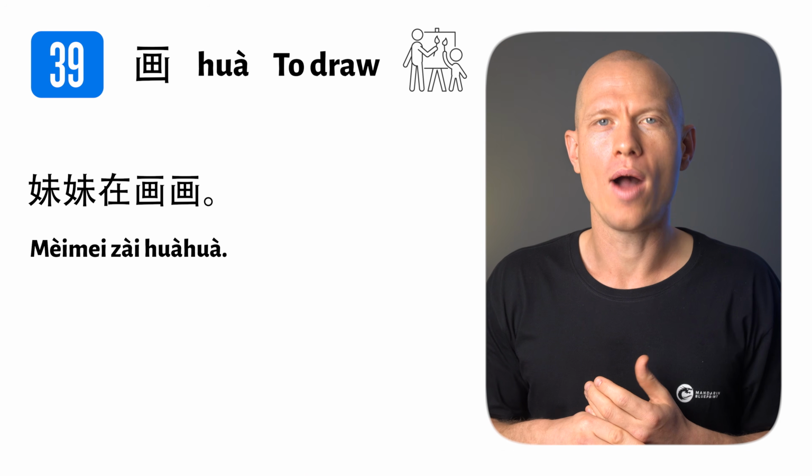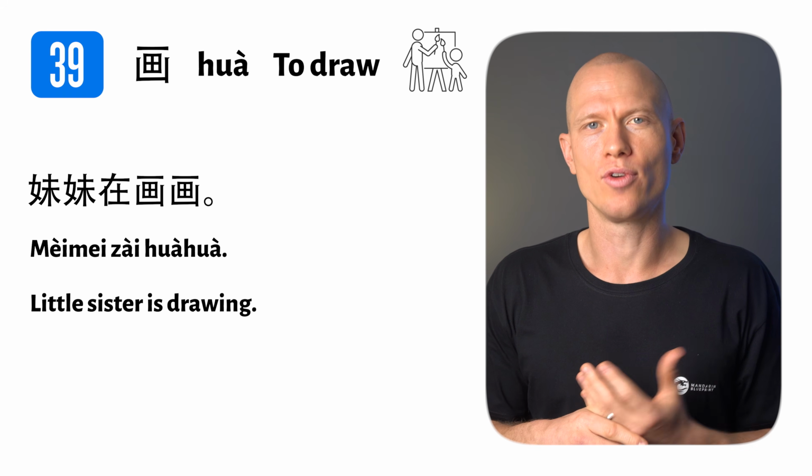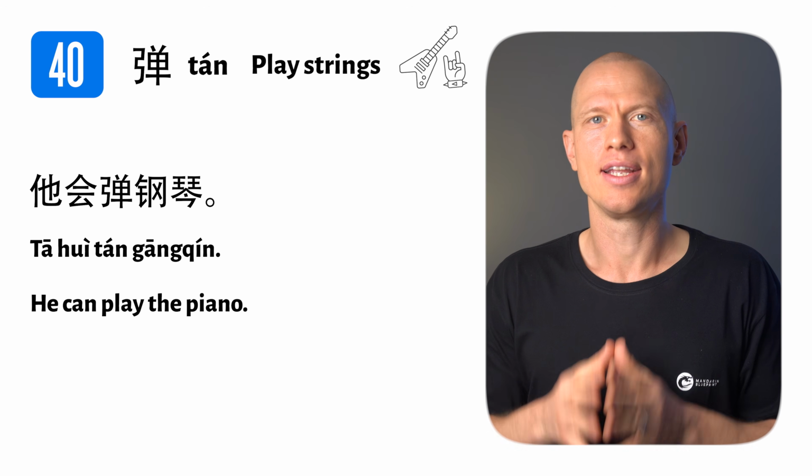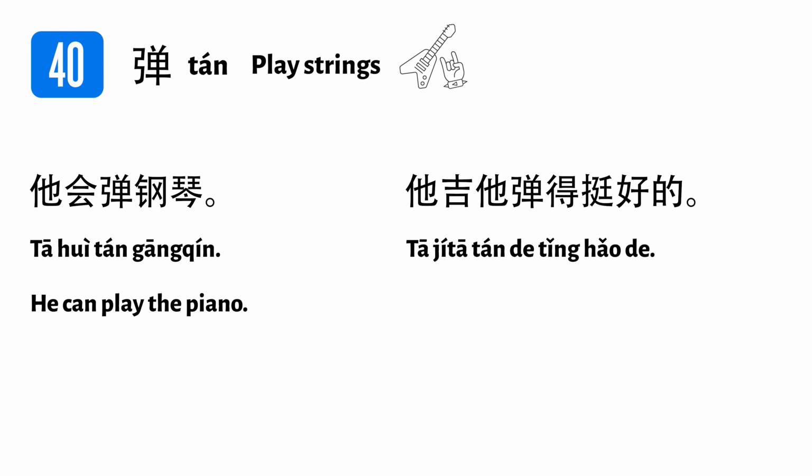Next up, 画, to draw. 妹妹在画画. Little sister is drawing. Next up is 弹. We covered la earlier for playing certain instruments. 弹 is specifically for strings. So he can play the piano. Yes, that's a string instrument, right? 他会弹钢琴. He can play the piano. 他吉他弹得挺好的. He plays the guitar quite well.